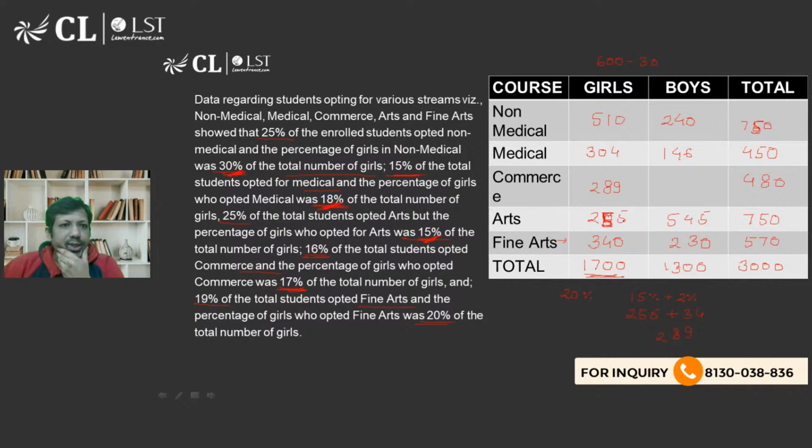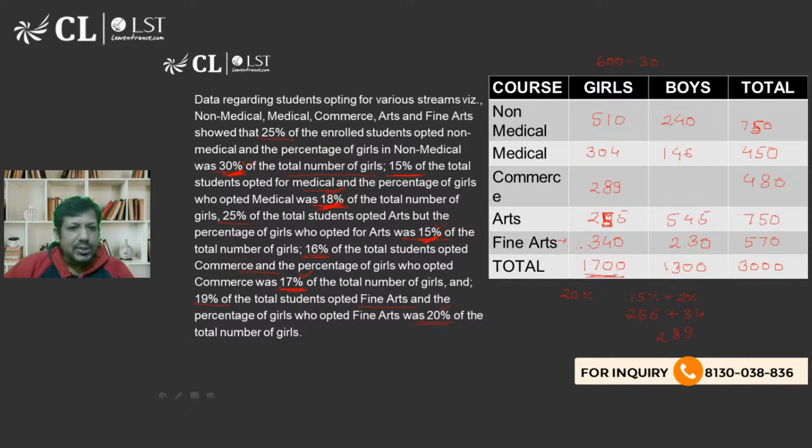But still, I think some data is problematic. And why is it so? Because it is 30%, then 18%. So this is 48%, then 15%. Then 48 plus 15 is going to be 63. 63 plus 17 is going to be 80. 80 plus 20 is 100%. So the number of girls is fine.